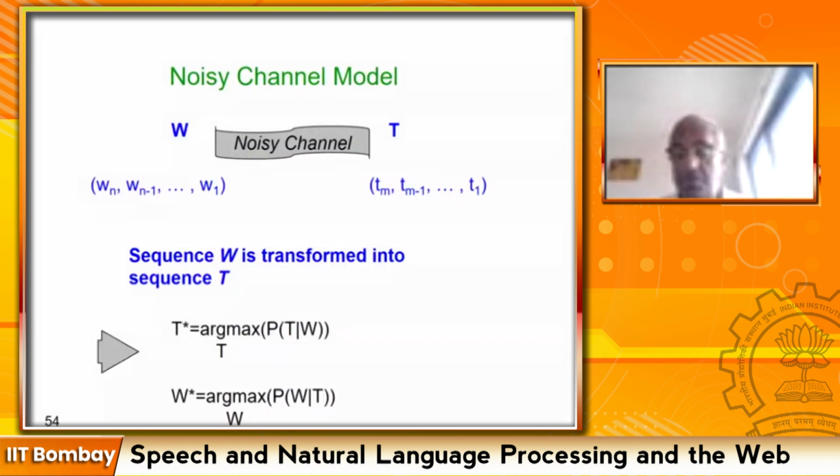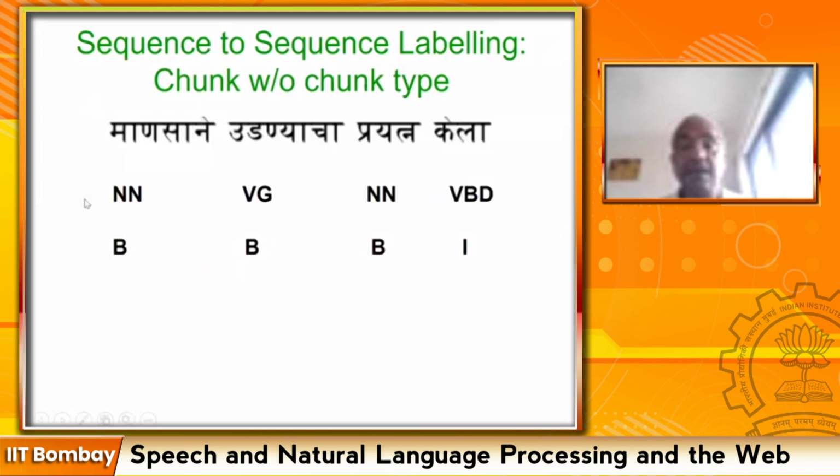So again, the appeal is to noisy channel, and the task is very clear. We have a string of words. This is a Marathi sentence, a 4-word Marathi sentence. The tags are noun, gerundial verb, noun, and past tense verb: NN, VG, NN, VVD. And the chunks are very simple: B, B, BI. So BI indicates a chunk of 2 words, and these 2 B's indicate 2 chunks of single word each.